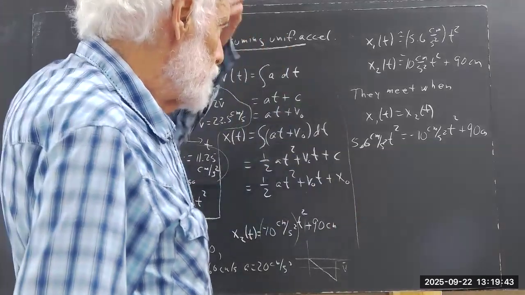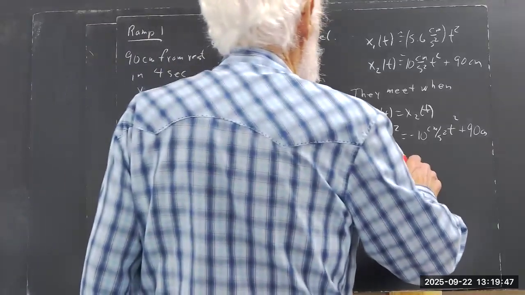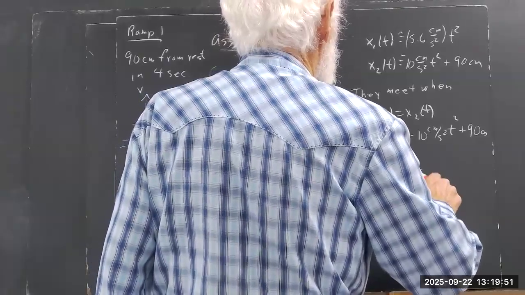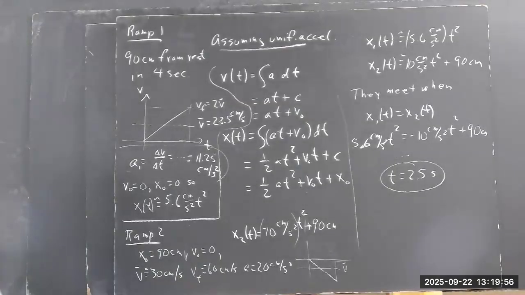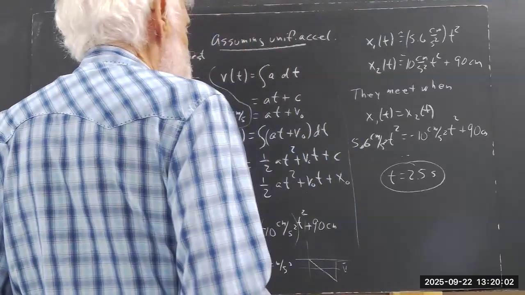Okay. So we get this equation and we solve it. So I'm going to assume that your solution is right, because it makes a certain amount of sense. Okay. So we get t equals 2.5 seconds.